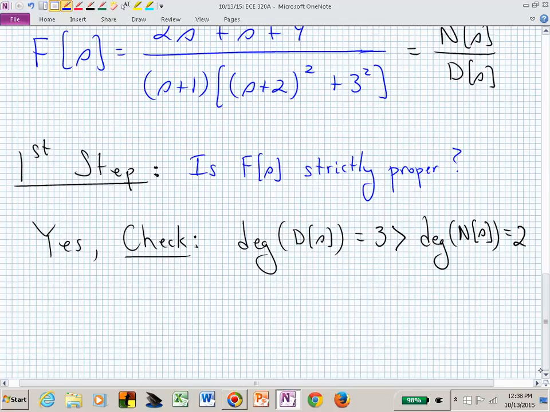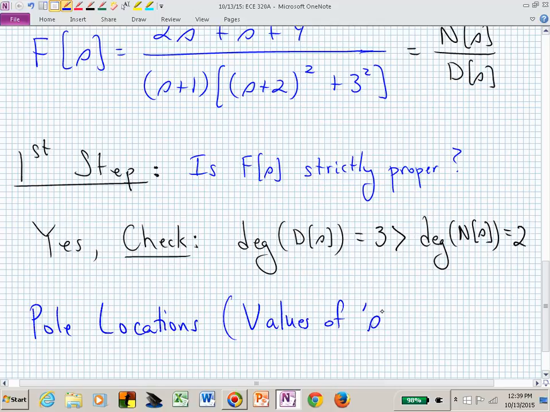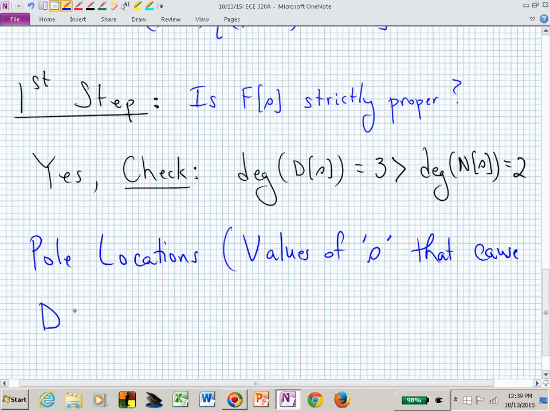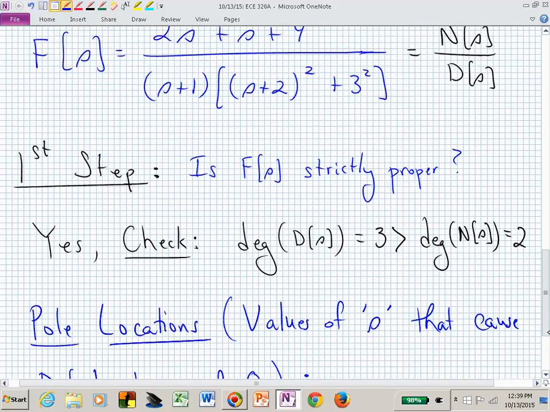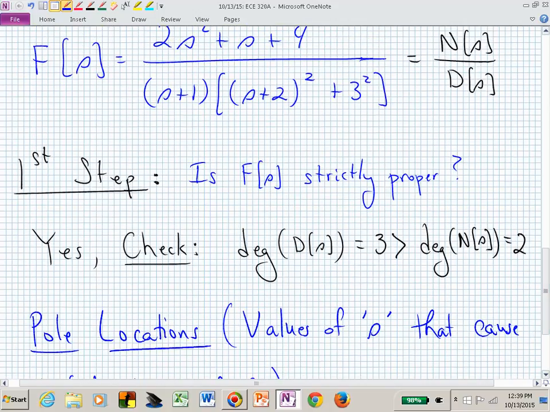Now, let's find where those poles are at. Pole locations, and those are the values of this complex frequency variable S that cause or allow D of S to equal 0. Those are our pole locations. And now hopefully you've written that down, because I may not be sliding back and forth too many more times, but I've already factored it into 2 pieces.